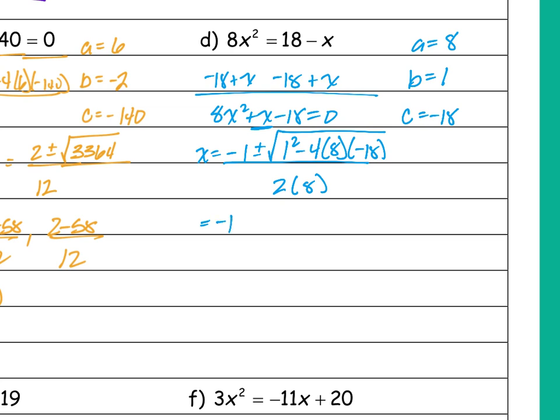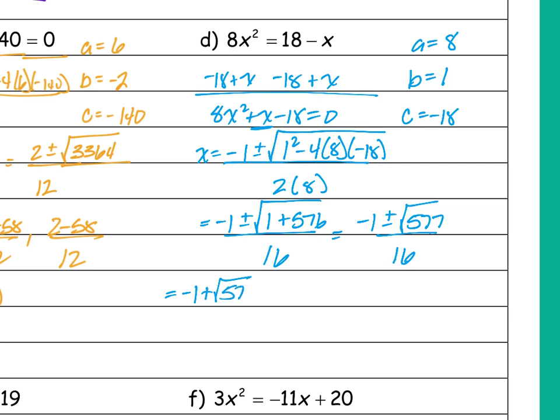So I get -1 plus or minus the square root of 1 plus 576 divided by 16, which equals -1 plus or minus the square root of 577 divided by 16. And surprise, surprise, 577 is not a perfect square. So in my calculator, I put -1 plus the square root of 577 divided by 16, and -1 minus the square root of 577 divided by 16. And I got my answers.